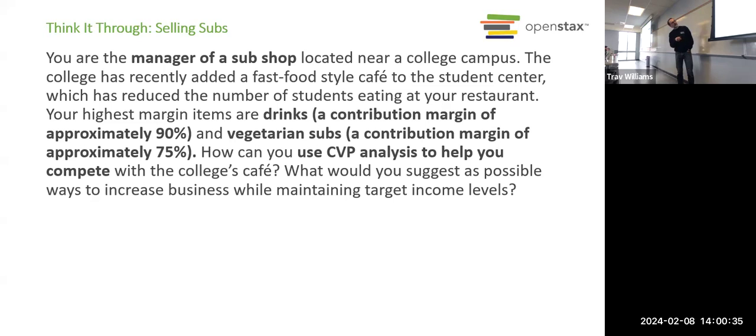Your vegetarian sub sandwiches, though, have a 75% contribution margin. That's still pretty good, but not as good as 90%, right? So basically, your variable costs are 25% of the sales price. So how could you use a cost volume profit analysis to help you compete with another cafe? The information you have and applying the analytical techniques we've been using, how might that help you be more competitive?